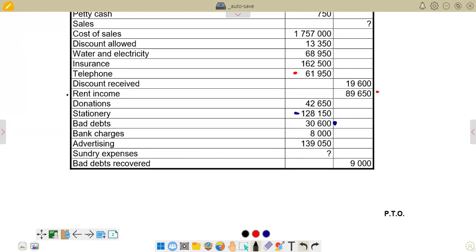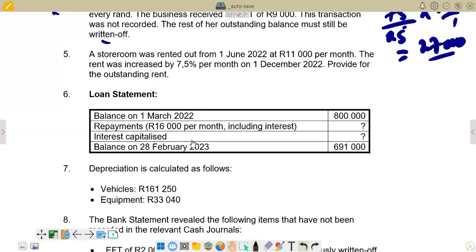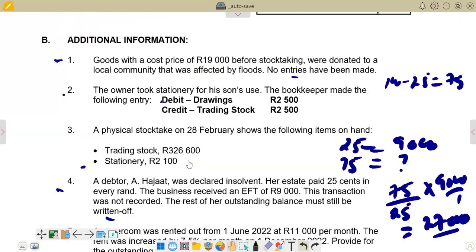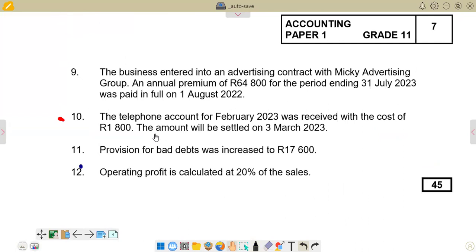139,050. So we go there again to check if we've got anything to do with advertising. We can try to check each and every piece of information. It seems as if we have got nothing to do with advertising. But if you come to item 9, the business entered into an advertising contract with Mickey Advertising Group, an annual premium of 64,400 for the period ending 31 July 2023 was paid in full on 1 August 2023.